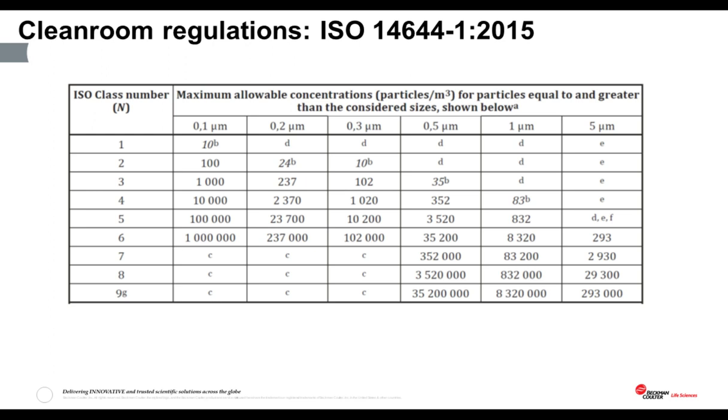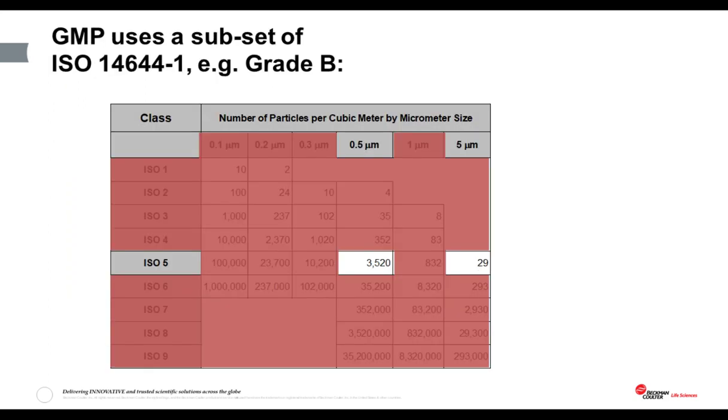Now, this standard has a wide range of cleanroom classes, as you can see, from 1 to 9. And it also covers a wide range of particle sizes from 0.1 micron to 5 microns. And you can see in the middle of the chart there the number of particles per cubic meter for each class which is allowed.